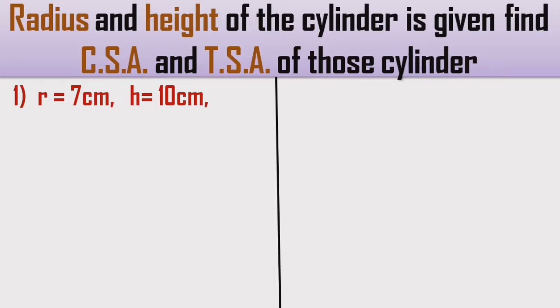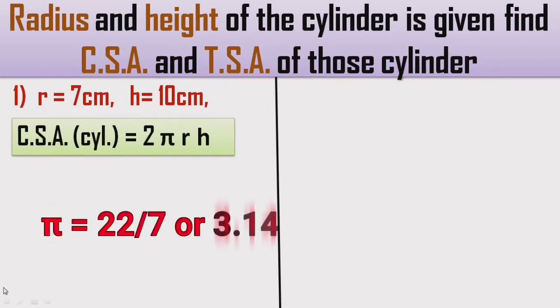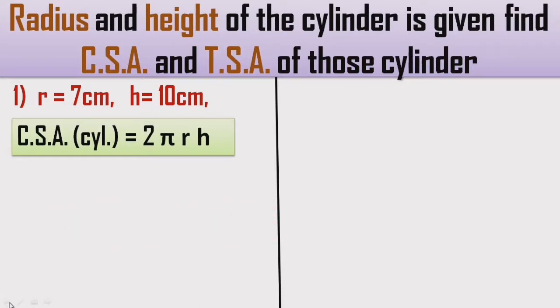We already know the formula. CSA of cylinder equals 2 pi rh. Students, you already know that the value of pi is 22 upon 7 or 3.14. You have to choose any one of them. But if it is clearly mentioned in the question, then you have to go with the value which is given to you. Substitute the values of radius and height in the formula.